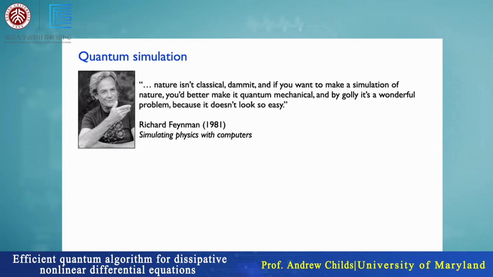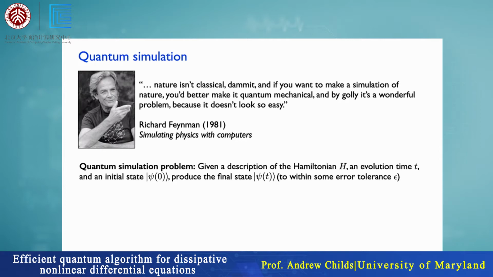Whereas this is something that we think is hard on classical computers in general. So in this quantum simulation problem, we're given some Hamiltonian that describes the dynamics of a quantum system. We have some time we would like to evolve for. We're given a copy of the initial state, and we would like to produce the final state that we get by evolving with this Hamiltonian under the Schrodinger equation for that time. And it's okay maybe to do that approximately, so up to some error epsilon.